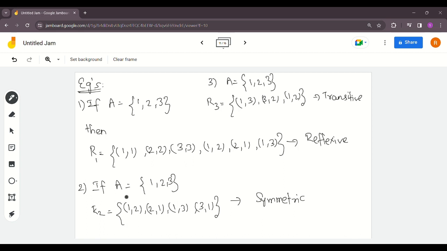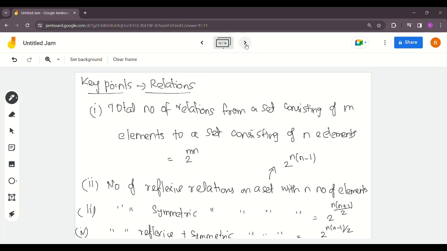And similarly, in the second case, a set is given: (1,2), the opposite of it, (2,1); (1,3), the opposite of it, (3,1). If that is present, then it is called symmetric. And similarly, transitive: (1,3) should be present, and (3,2); if (1,3) and (3,2) are there, then (1,2) should come. So here it comes, so hence it is called transitive. So with this, I think you are all able to understand the concept of relations of the higher class much better. Okay, now I have given you some key points.